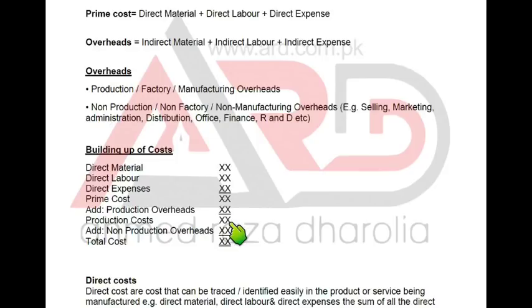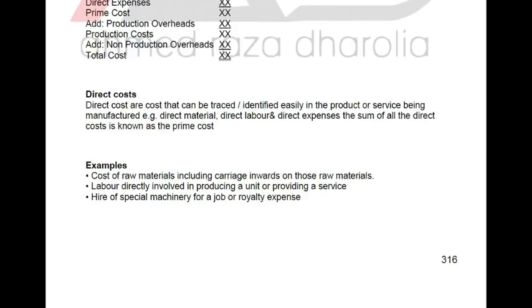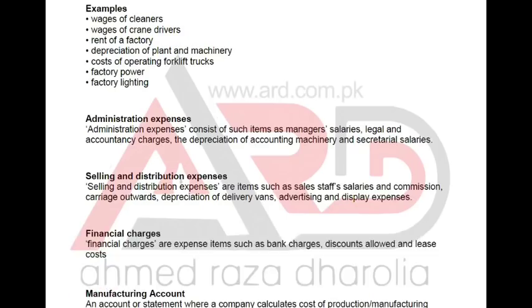After production costs, we'll be adding non-production overheads such as selling, marketing, advertising. This means total costs. So let's move a bit further. We have already discussed direct costs, their examples, indirect costs, admin, selling.